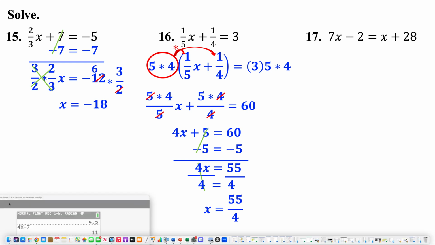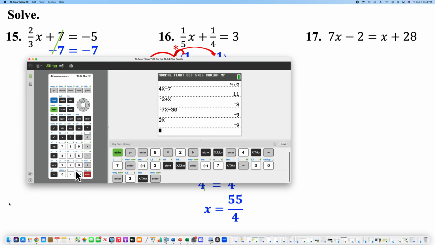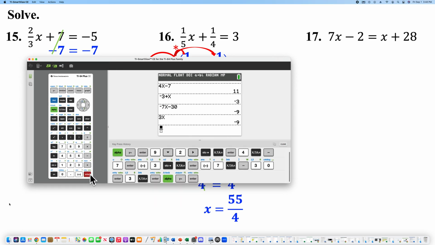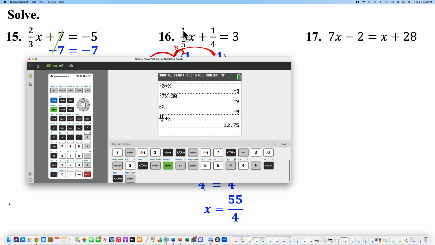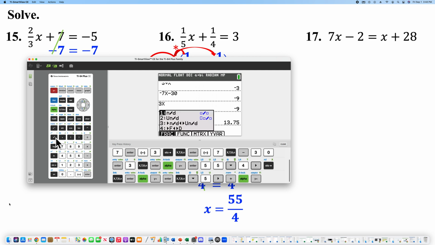So again, if you wanted to bring your calculator to this problem, we said 55 over 4. So alpha y equals 55 over 4. We store it for x. Now we've got to type this in to see if it's truly equal to 3. So I'm going to type this in as alpha y equals, I'm just going to call it x over 5. I'm just going to multiply the 1 to the x. Perfectly legal. Plus alpha y equals 1 over 4.